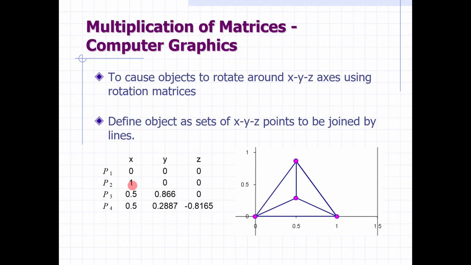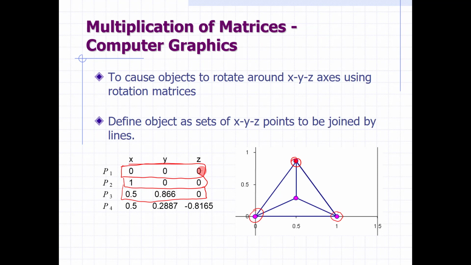I have another point at 1, 0, 0, so that's this point. So here are the first 2 points, and I put them in a matrix. I have an X column, a Y column, and a Z column. And then row 1 is point number 1. Row number 2 is point number 2. Row number 3 is point number 3, which is, where is it? This point. Here's point 3. All of those had a Z of 0, so they're flat on your screen.